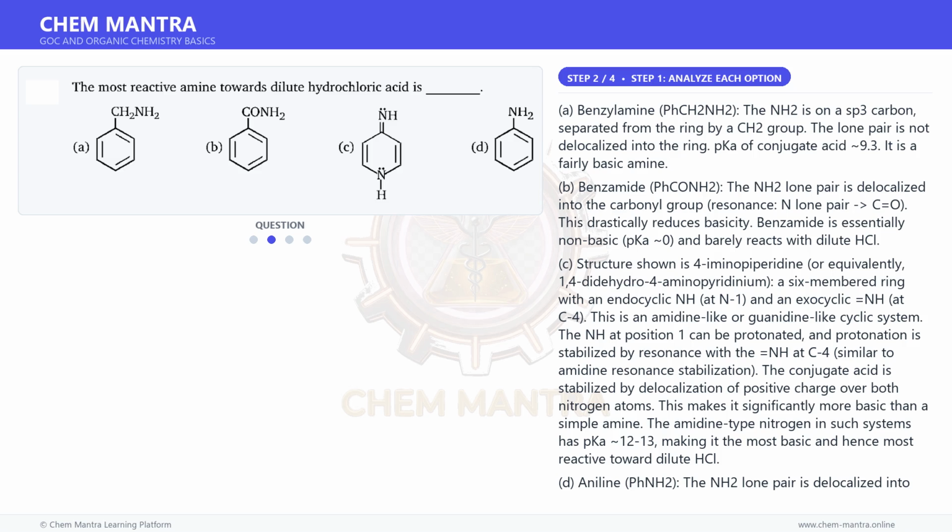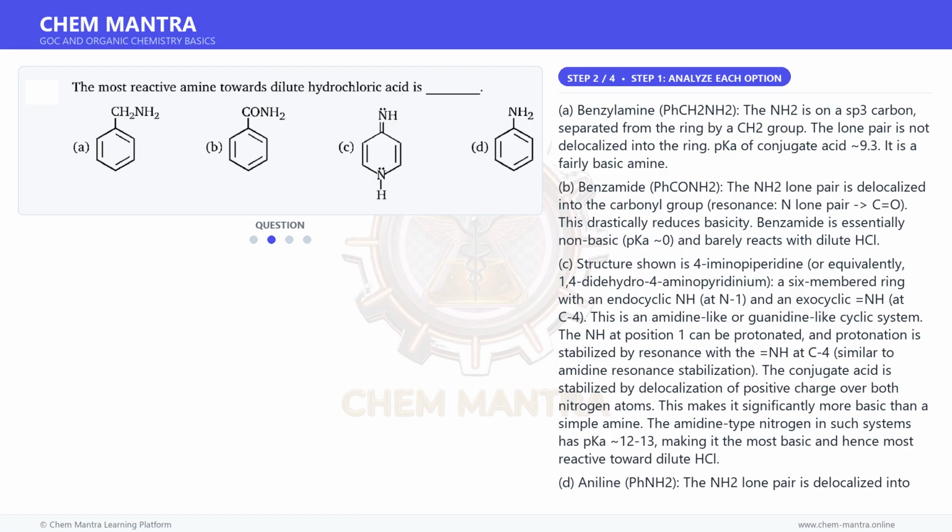A. Benzylamine, PhCH2NH2. The NH2 is on an sp3 carbon, separated from the ring by a CH2 group. The lone pair is not delocalized into the ring. pKa of conjugate acid is 9.3. It is a fairly basic amine.